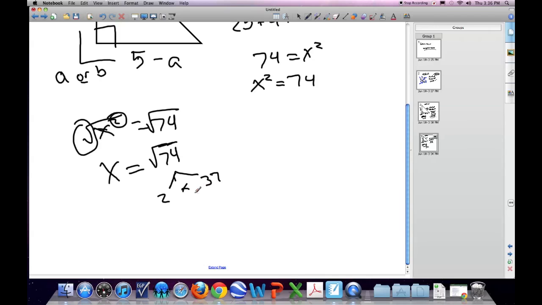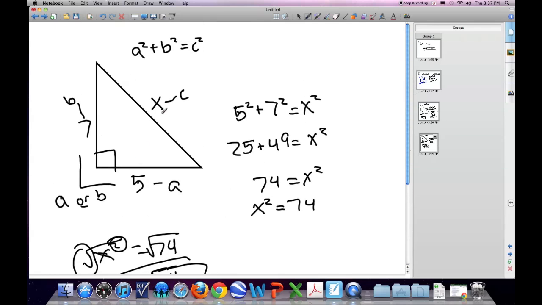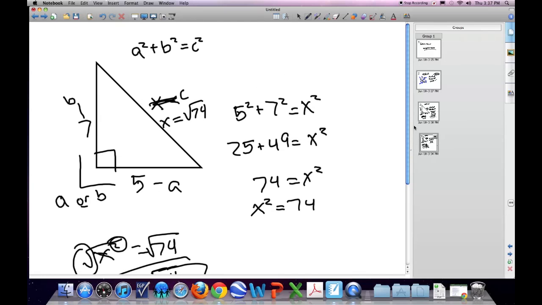And I believe that is it. 37, by my calculations, does not go into any other. So 37 is a prime, 2 is a prime. So we leave it as this. This is our answer right here. So we go back on top, and x is now the square root of 74. That is our answer. Sometimes you can write it nicer, but as you can see, these are very ugly numbers. Not very nice at all, very mean.